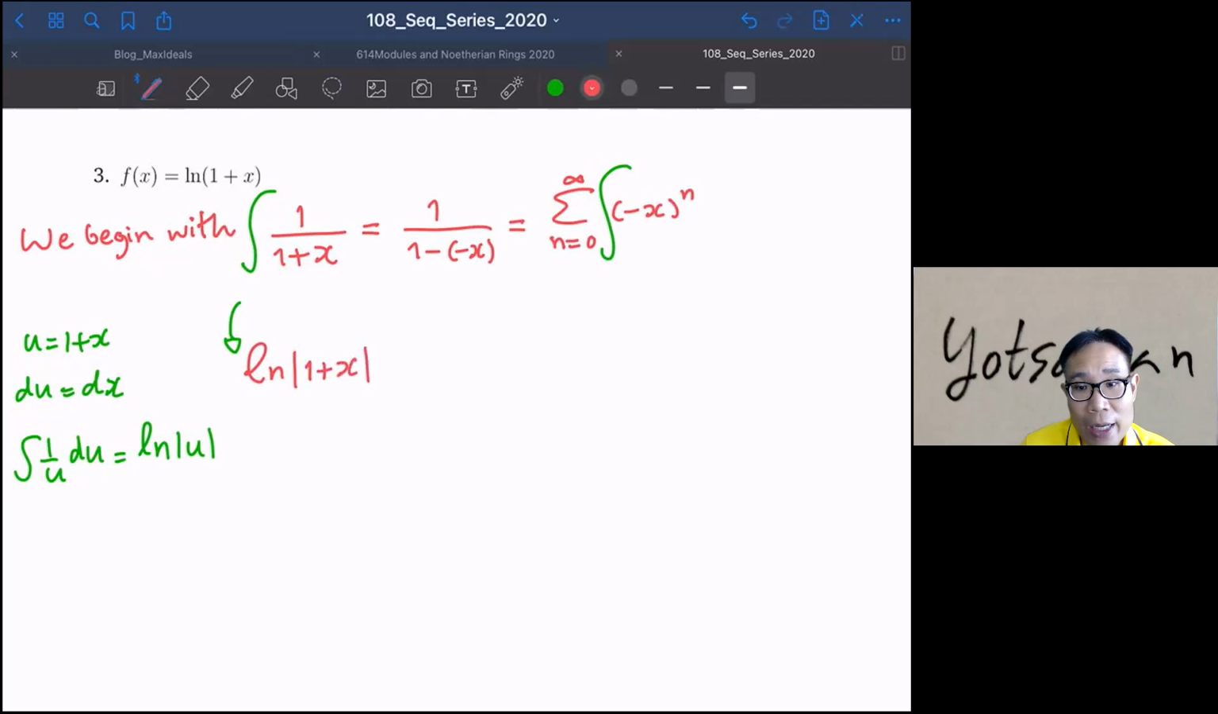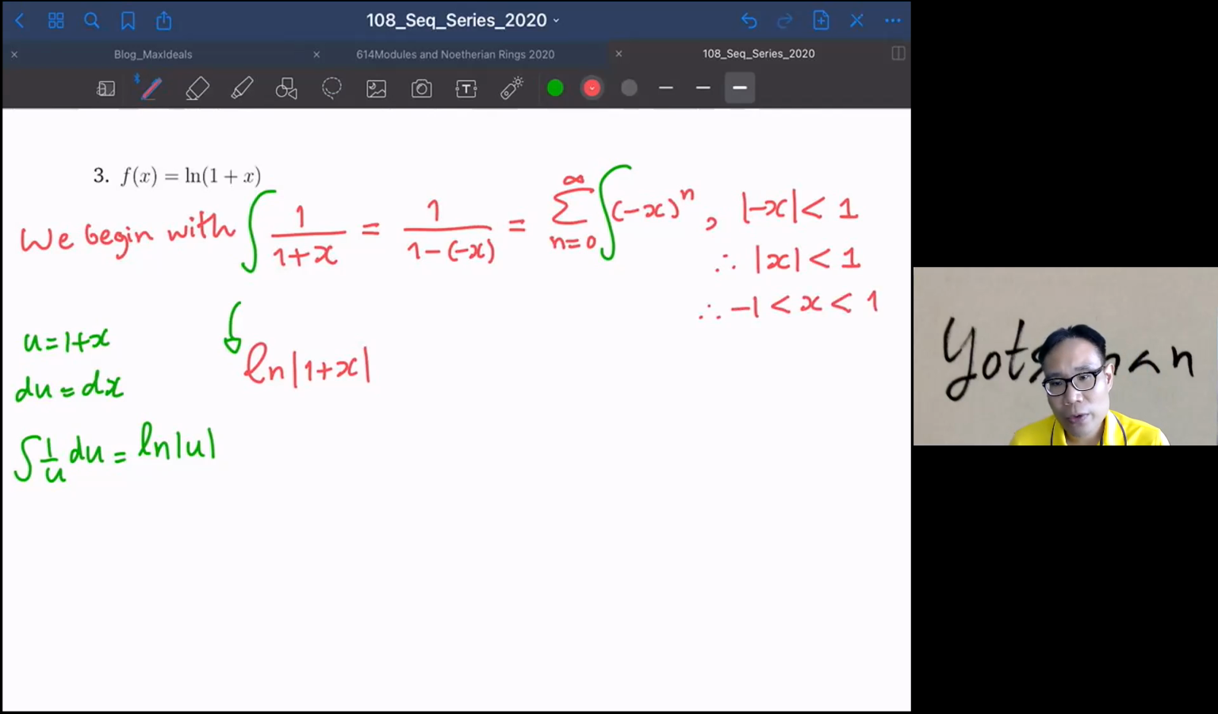Okay, and you have this only for x. So this one is valid only for absolute value of negative x smaller than 1. So you have absolute value of negative x smaller than 1. So this one is going to be absolute value of x less than 1. So you have x between negative 1 and 1.